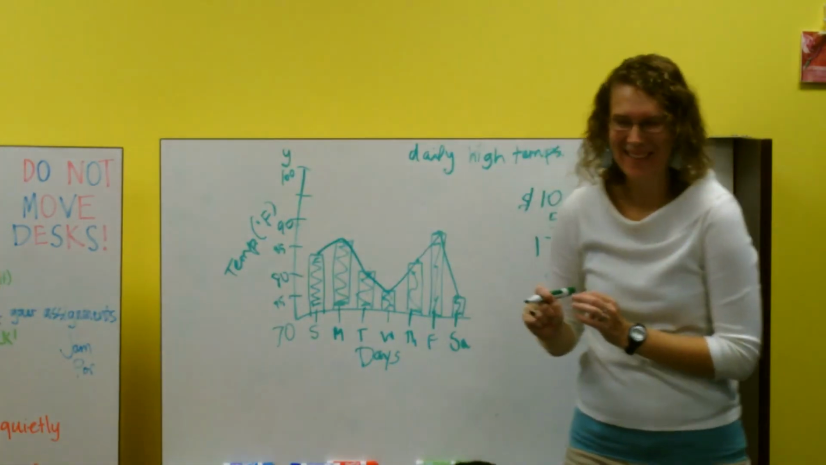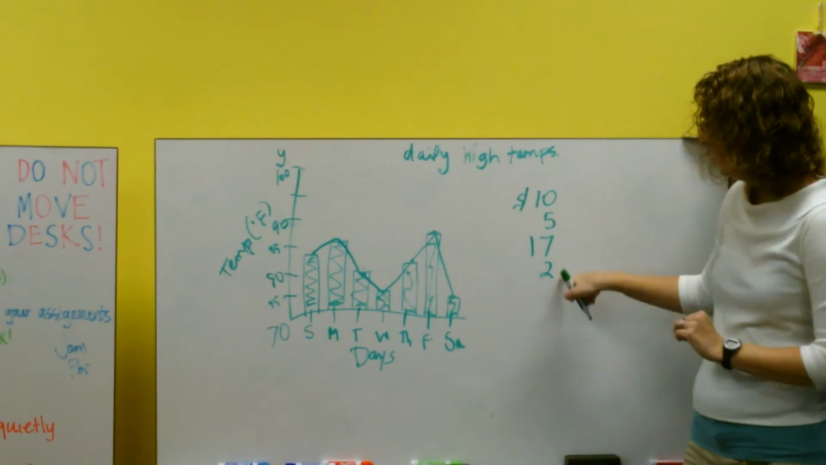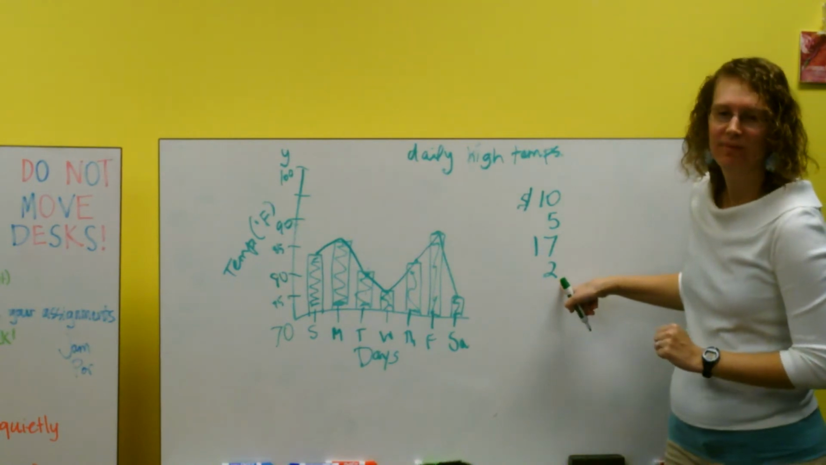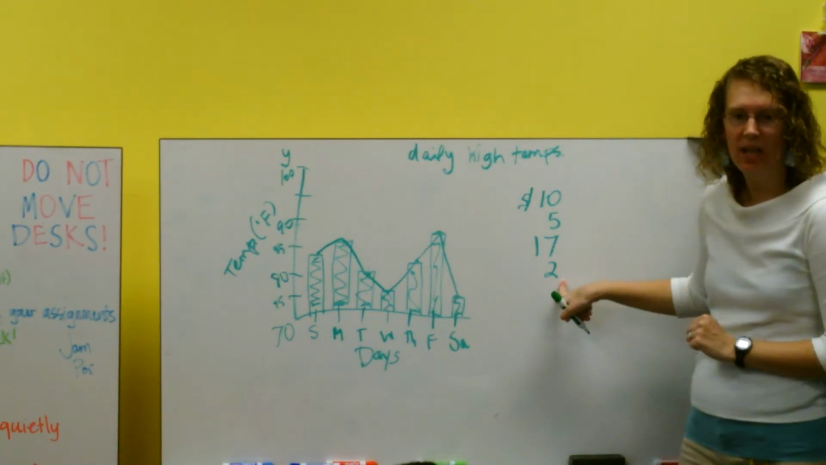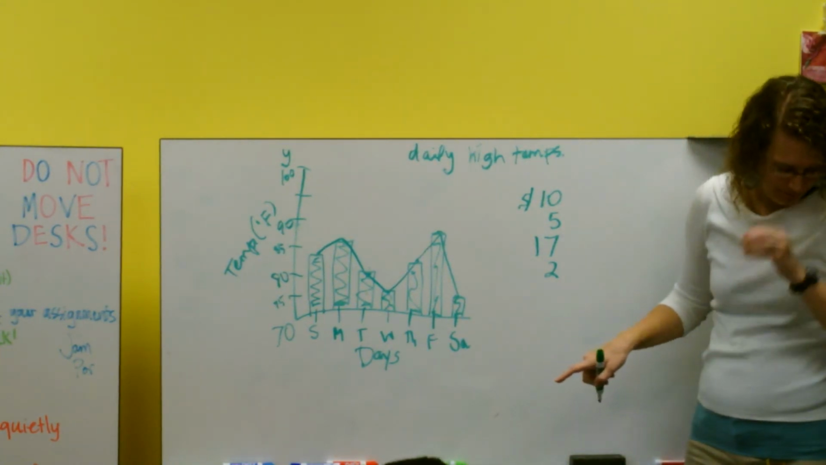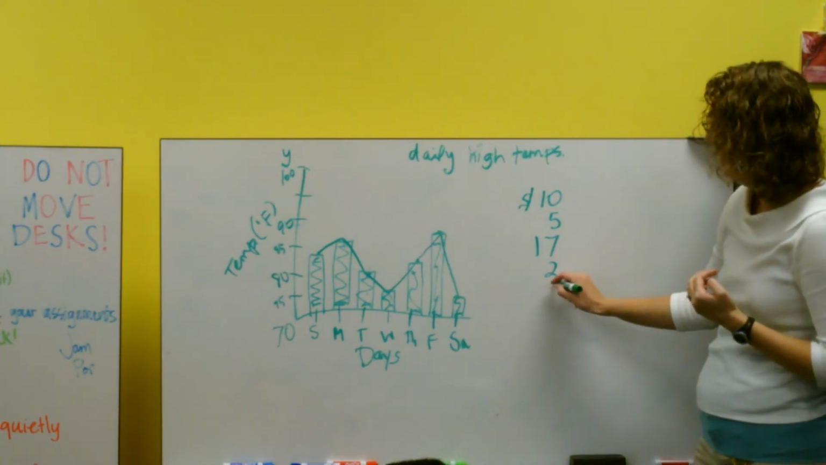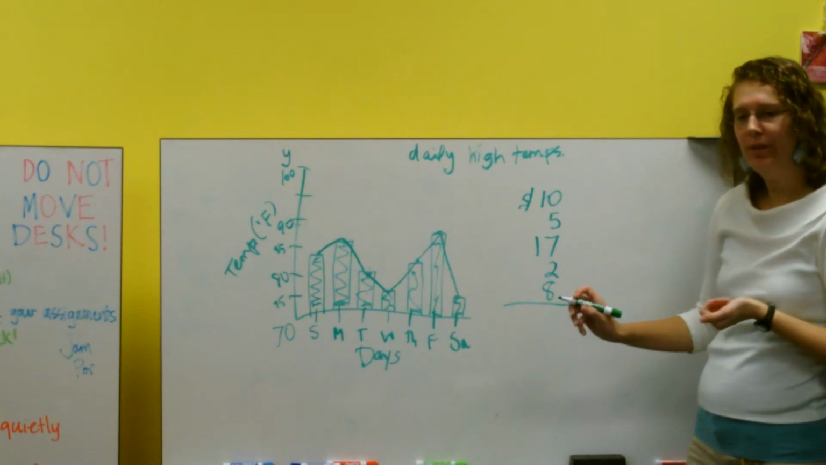All right, so 10, 5, 17, 2 is bread. What else is left? Do we have everything we need? Dairy products. So Demond, how much for dairy products? 8. Good. And then you said we need to do what with those numbers?